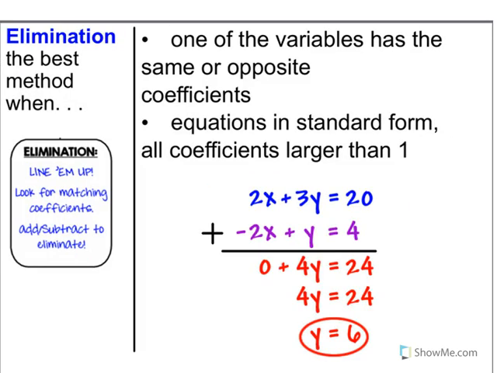And then elimination is going to be best when both equations are in standard form and when the coefficients are easy to eliminate, if one is the opposite of the other. So you're looking for those equations to be in standard form. That's when elimination would be the best method to use.